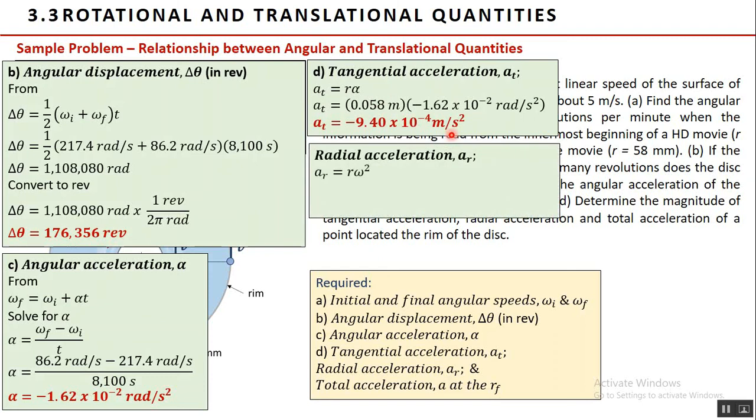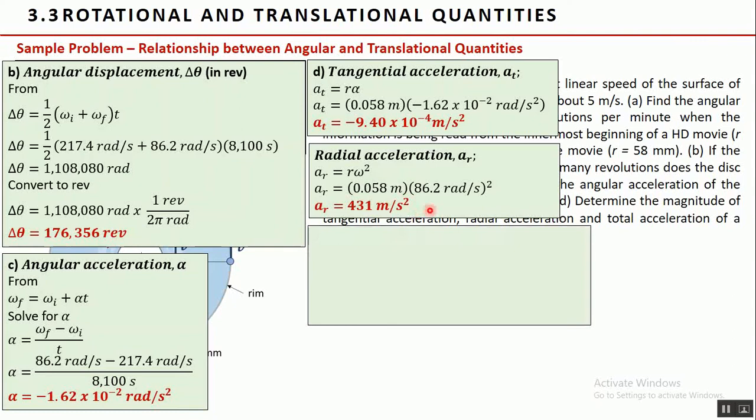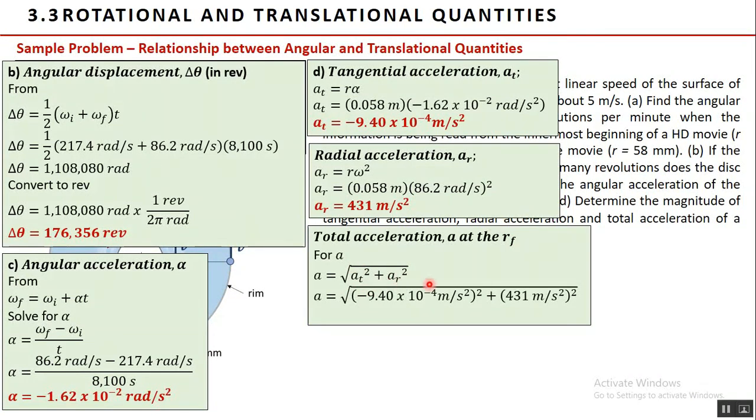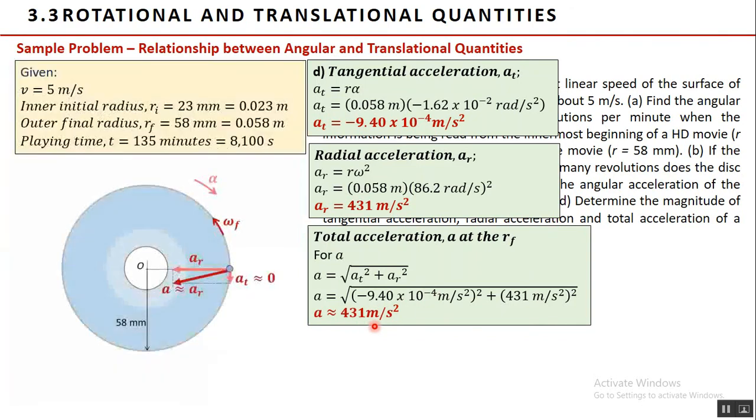Then next, for the centripetal or radial acceleration of this particle, we will use the formula, radius multiplied by the square of the final angular speed. So the centripetal acceleration is 431 meter per second squared. Lastly, for the total acceleration, we simply apply the Pythagorean theorem, square root of the sum of the squares of centripetal and tangential acceleration. Since the tangential acceleration is so small, we can say that the total acceleration is approximately equal to 431 meter per second squared. We see that this value is almost the same as the centripetal acceleration of the disk.